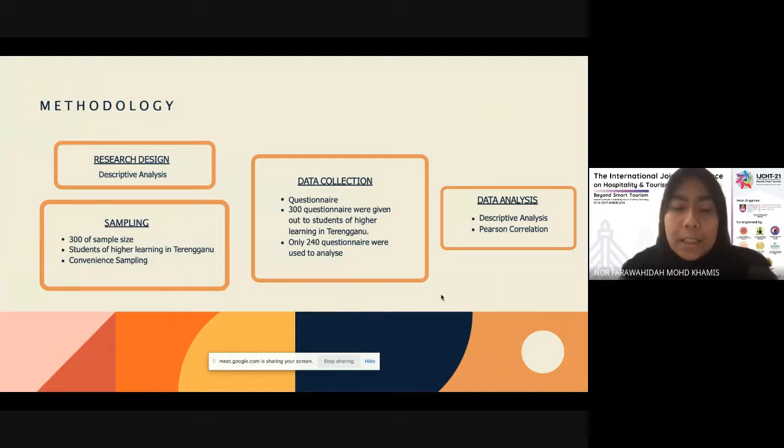Data were then analyzed using descriptive analysis to analyze the students' demographic profile, and Pearson correlation was employed to measure the relationship between the measured variables.